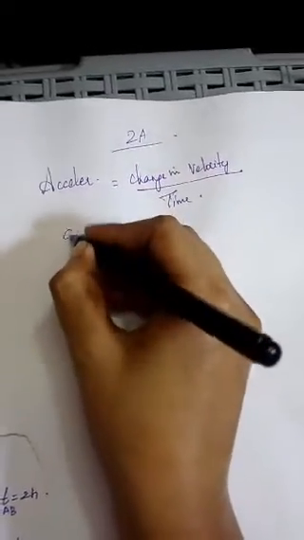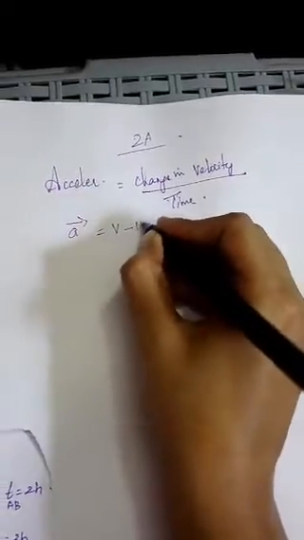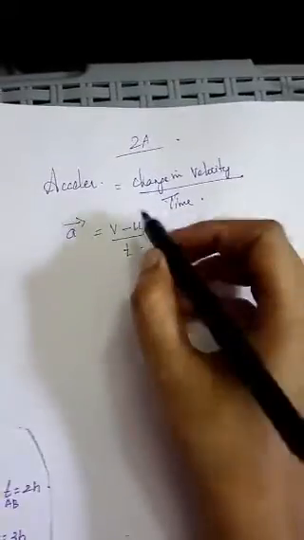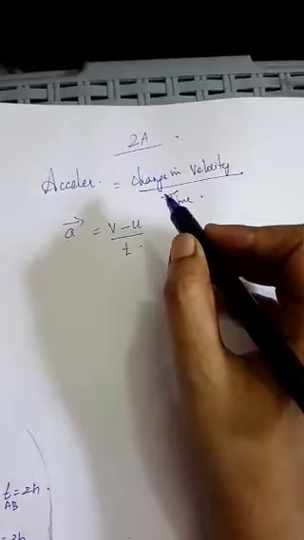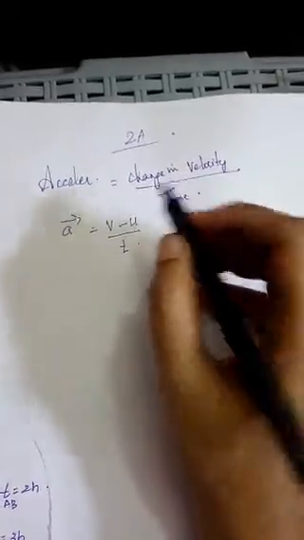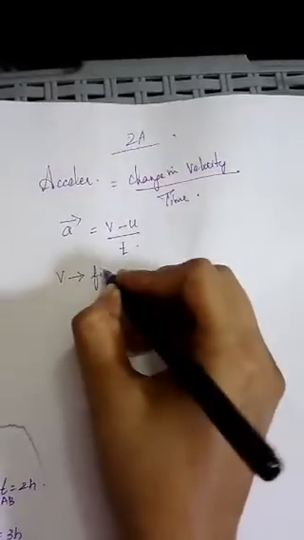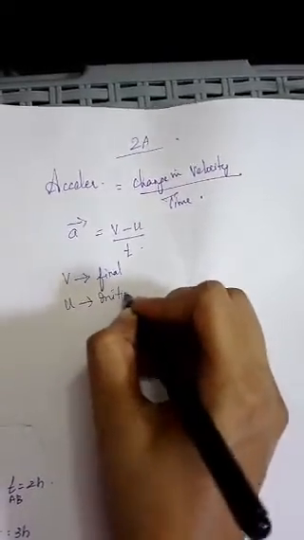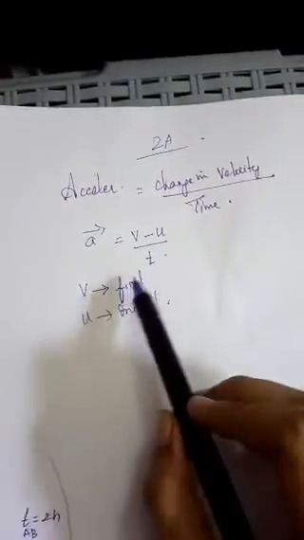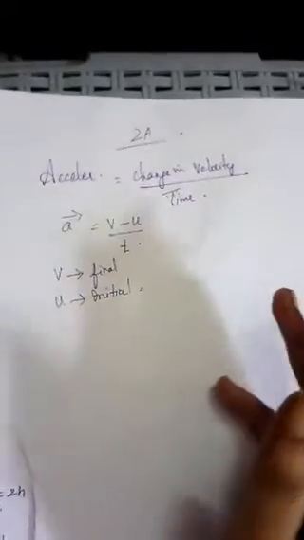So now listen, your acceleration is nothing but change in velocity by time taken, for which I'll write v minus u by t. So a stands for acceleration, v stands for final velocity, u stands for initial velocity, and t stands for the total time in which all these are happening. So v means final, u means initial. So this I have to identify properly in a given numerical.